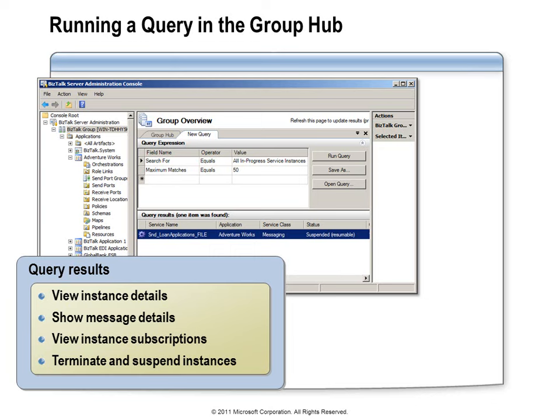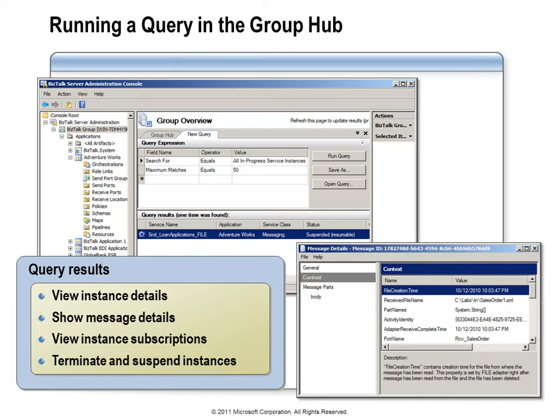Once you have a handle on those filter expressions, you'll want to capture one of those messages that's being routed incorrectly. And then you'll want to take a look at its message context properties. And you might find that one of the message context properties hasn't been promoted as you had intended. So, as time goes on, I'm sure you'll find a lot of uses for the group hub and query page as you become more familiar with them.